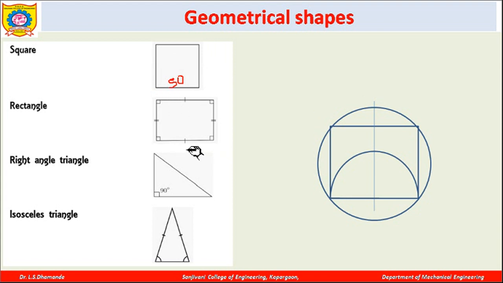For a rectangle also, if you know the width and height, say 60 mm is the width and the height of that rectangle is 50 mm, you can draw that rectangle very easily using these two dimensions. For a right angle triangle, you should know the height and base of that particular triangle, so you can draw it. Or for an isosceles triangle, you should know the base and any one side, so you can draw that isosceles triangle also.